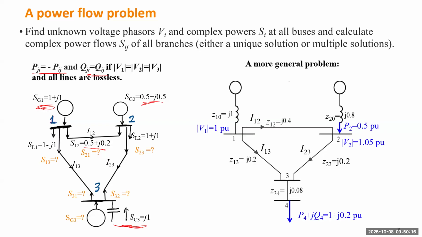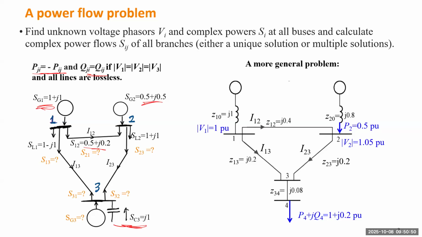But the more general power flow problem may look like this one. You have 3 main buses, and also there's another bus only connected to bus 3. So you have 4 buses. Bus 1 and bus 2 are connected to sources, bus 4 is connected to a load, and bus 3 is not connected to a generator or load. So basically bus 3 is just connecting the other 3 buses.